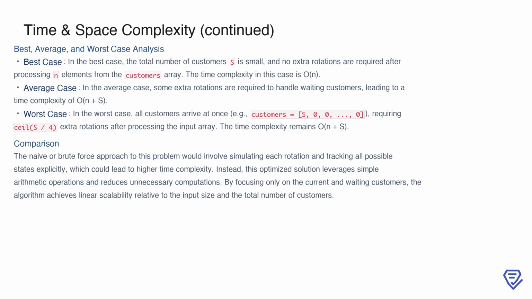In this scenario, we need additional rotations to board all customers, with the extra rotations being approximately CL S/4. However, even in this case, the time complexity remains O(n + S). Compared to a naive approach that simulates every rotation and explicitly tracks all states, this optimized solution is significantly more efficient. By focusing only on the current and waiting customers, it avoids unnecessary computations and scales linearly with the input size and total customer count.